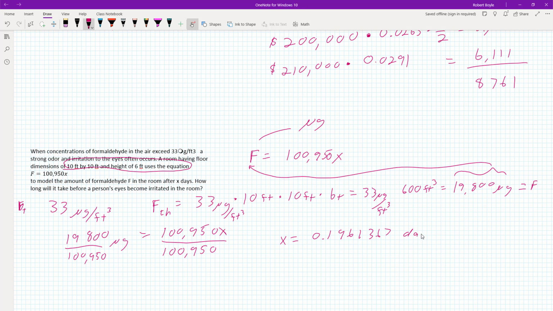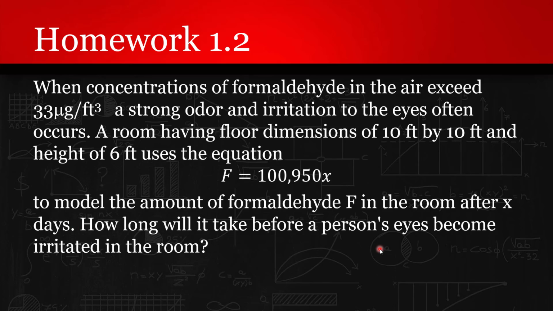0.196137 days. Now, in your homework problem, they're going to ask for the answer in hours. And of course, you can get that by multiplying this by 24. That will give you that X is equal to 4.7 hours. I think they wanted it to the nearest hour, and if that's the case, this would round up to 5.